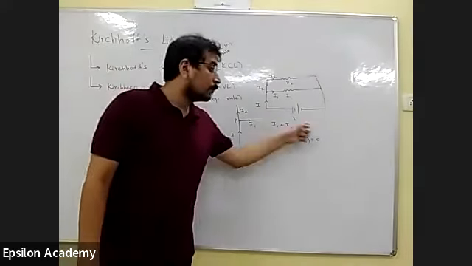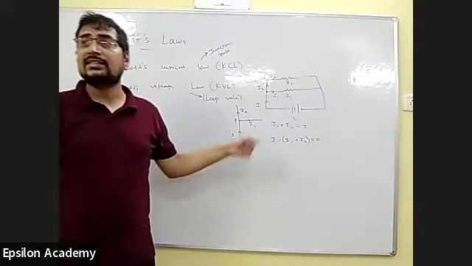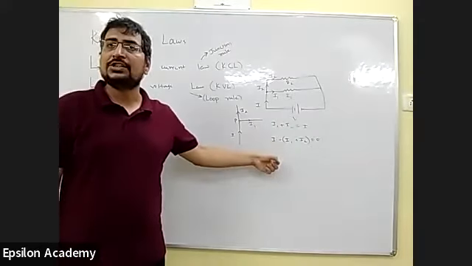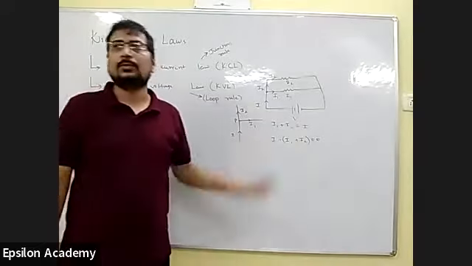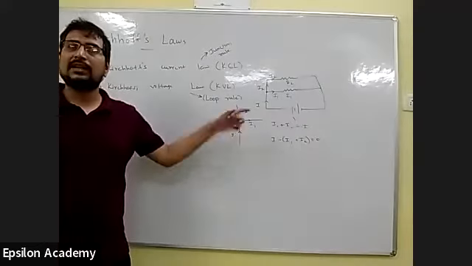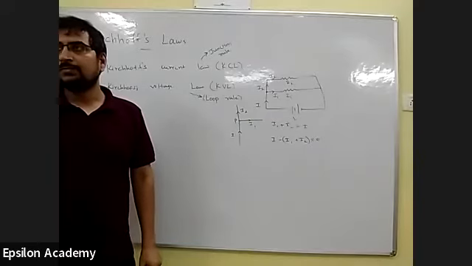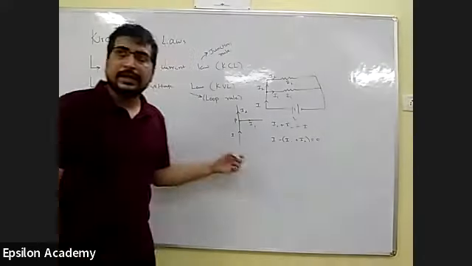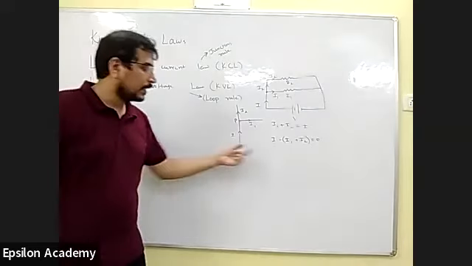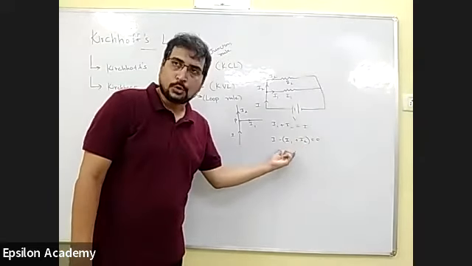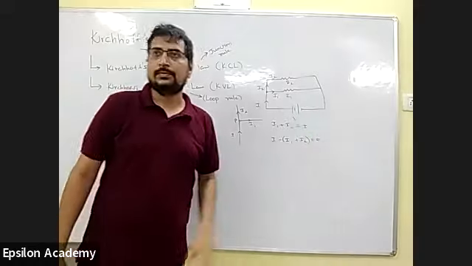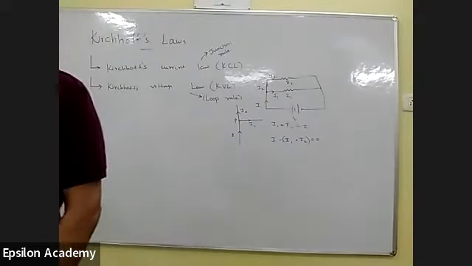The sum of the currents entering the junction and leaving the junction put together is always 0. So this is another way of stating the same. I repeat it. What can I say? The sum of the currents entering the junction and leaving the junction together is 0. What sum are you doing? You're doing algebraic sum.